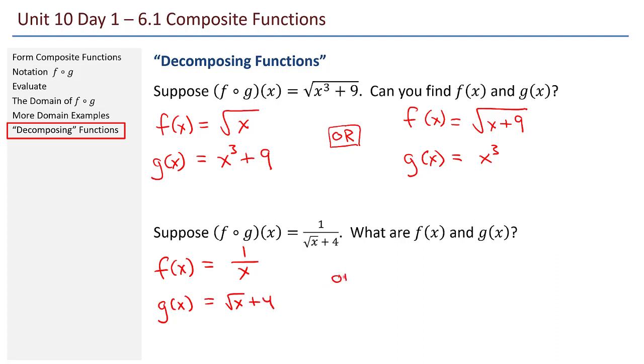Maybe you came up with a different solution. Another way to do this might be f of x equals 1 over x plus 4. Maybe you did this, in which case your g of x would be simply the square root of x. All right then, and with that, that finishes our material on composite functions.